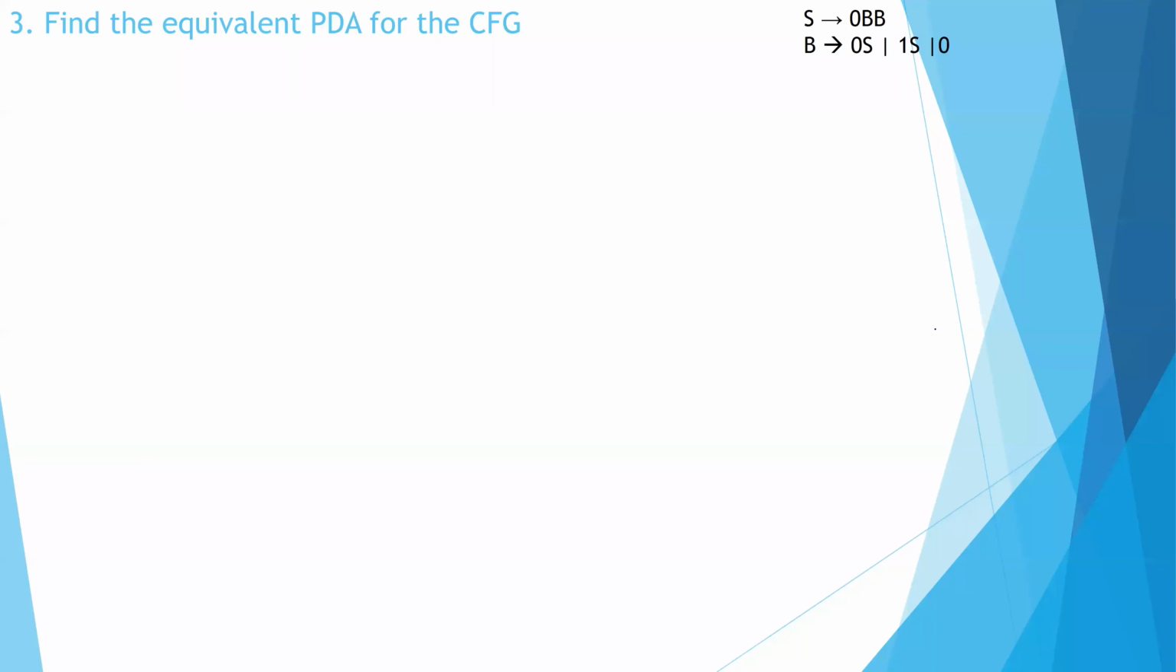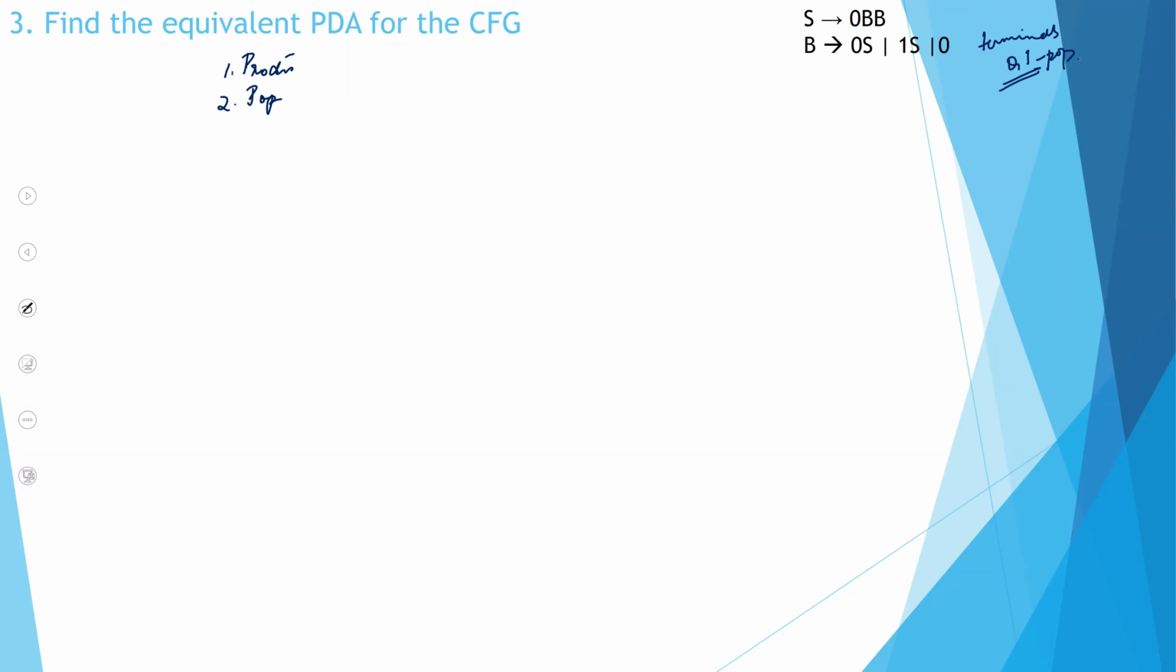Let's do one more. Find the equivalent PDA for the CFG. You have 2 production rules. Try doing it yourself. So you have got only 2 steps. One is write for all the production rules, and then write for all the poppings. Okay. So here, which all are your terminals? You can pop out only your terminals. Terminals are your 0 and 1, which you will be popping.